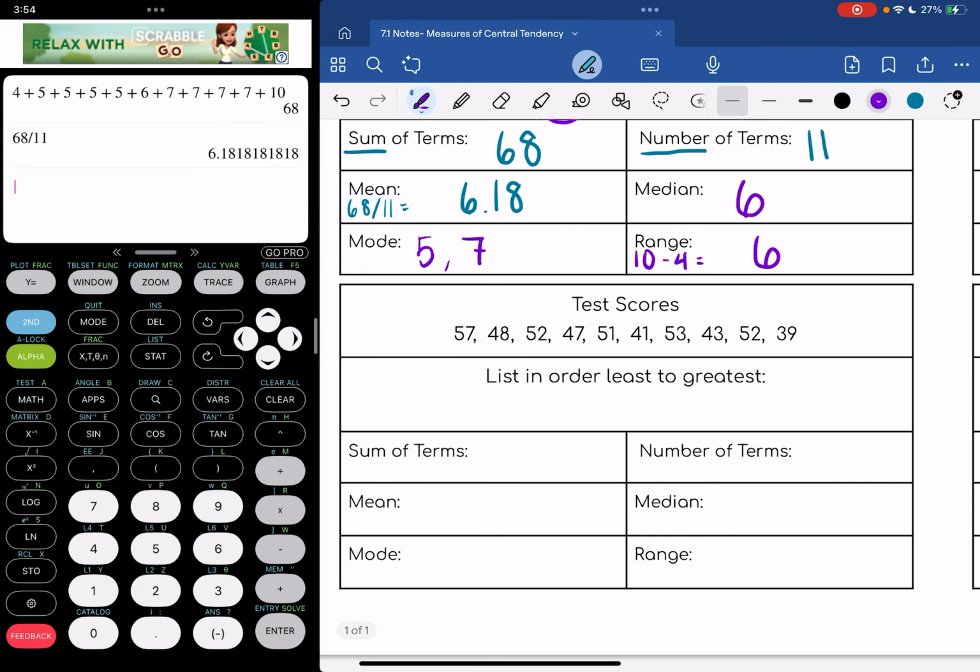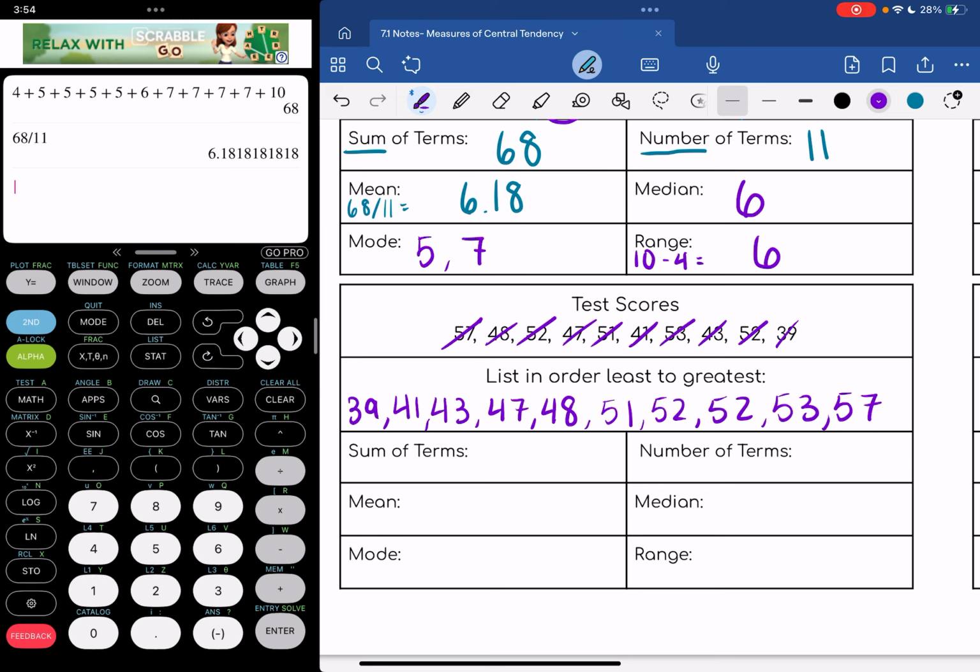Okay, so these are a list of test scores. So the lowest I see is 39. And then in the 40s, we've got 41, 43, and 48. Oh, 47, I missed that. So 41, 43, 47, 48. And then I've got a 51. I've got two 52s, 52 and 52. I've got a 53 and a 57.